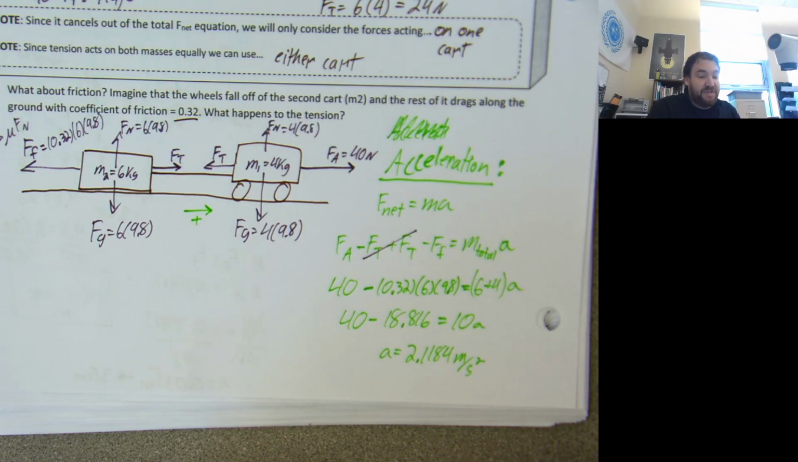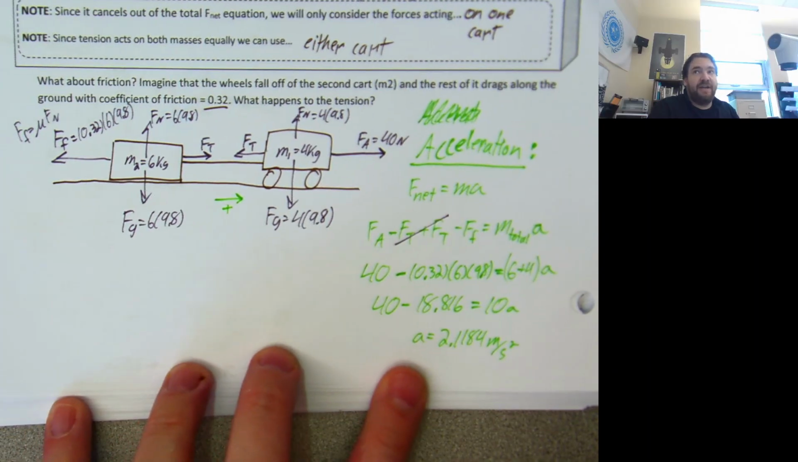Emma said it would be smaller, and it is. Friction has caused the acceleration of the system to decrease. Let's go find some tensions, and then we're done. Well, for today anyway.